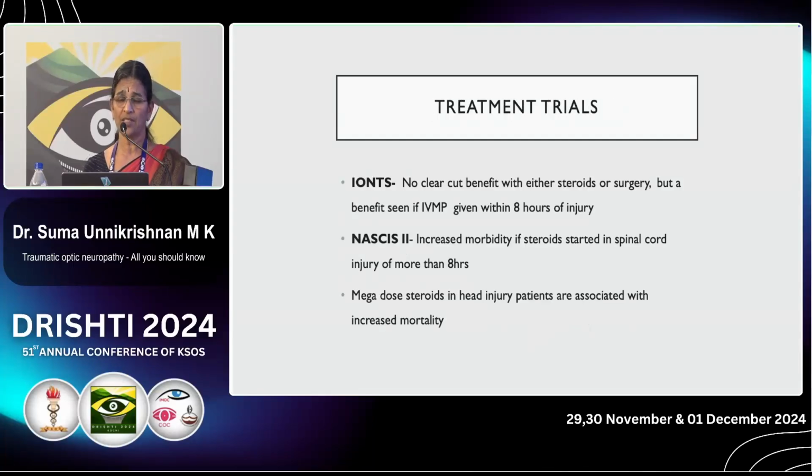There are several treatment trials still going on, and the earliest one is the International Optic Nerve Treatment Study, which was done in the 90s. They concluded that there is no clear-cut benefit with either steroids or surgery, but a benefit if intravenous methylprednisolone is given within 8 hours of injury. But after the National Acute Spinal Cord Injury Study 2, also in the 90s, they published that there is increased morbidity if steroids are given in spinal cord injury after more than 8 hours, and megadose steroids in head injury patients are associated with increased mortality.